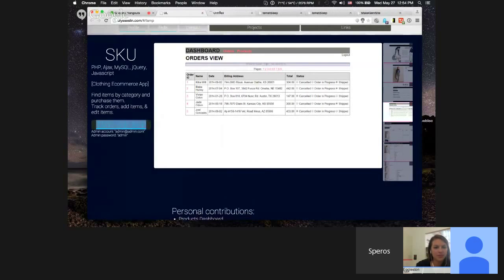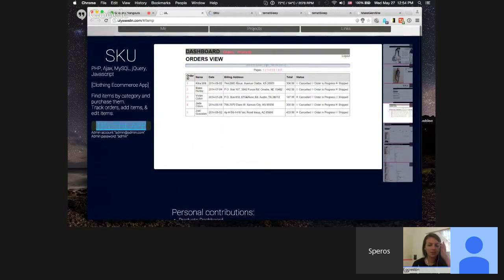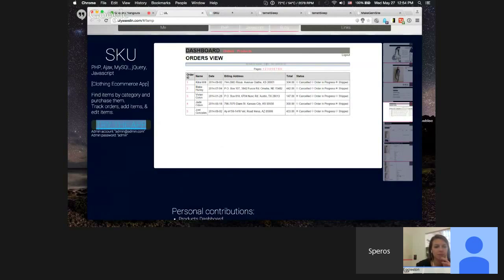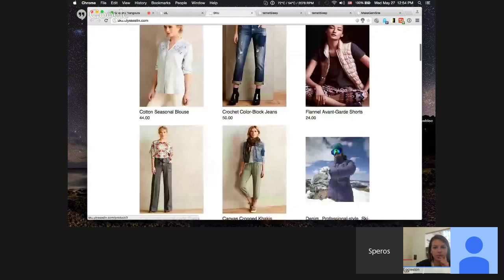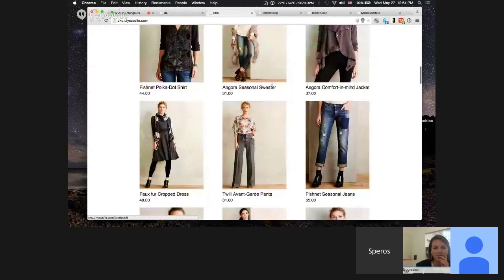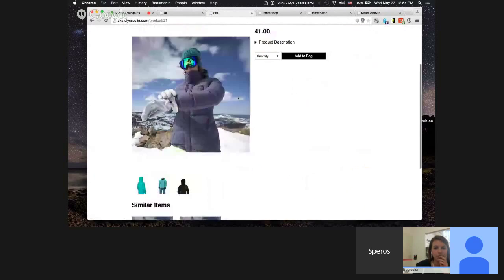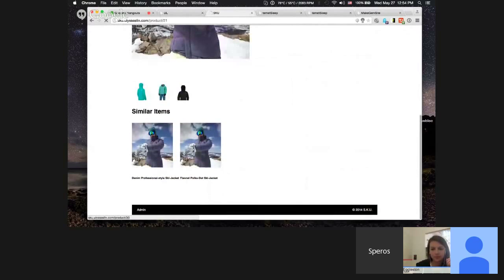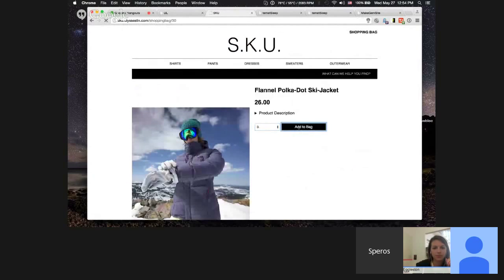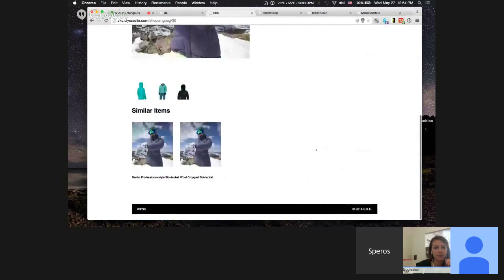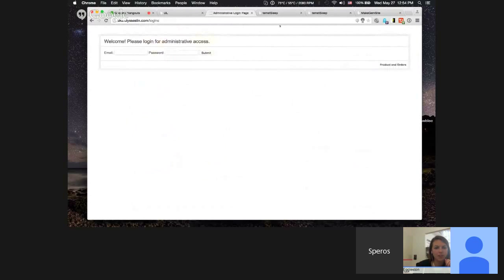You have the user-facing portion of it, and then the admin can go in and track the orders, check out, and add new products. Being able to build something like this means you're going to be able to provide this kind of solution for maybe a small business or what have you. Yeah. Very cool.